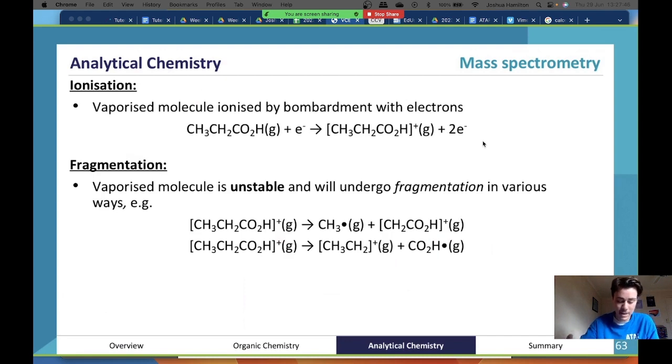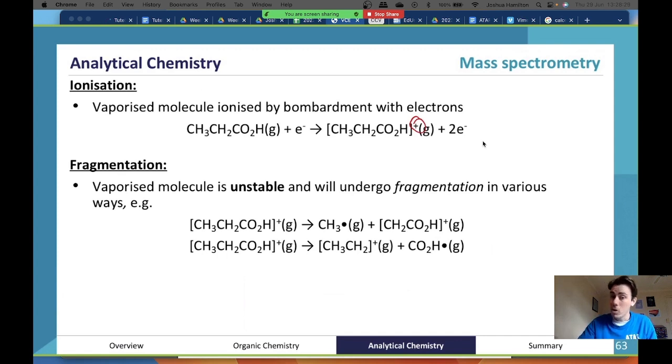So mass spec occurs in two forms. It occurs in an ionization stage and a fragmentation stage. So what does that mean? Ionization is when you get a molecule and you vaporize it, so the molecule is in a gaseous form. The molecule is moving through a machine, so there might be a pipe or something, and what you do is you blast it with electrons. You've got an electron gun, and you hit it really hard with electrons. When you do that, you're going to make the molecule unstable, because you've knocked an electron off, and now it's got a positive charge. It's going to become unstable.